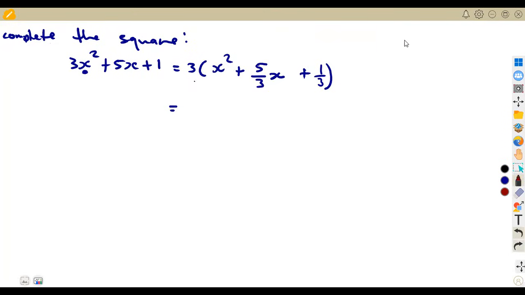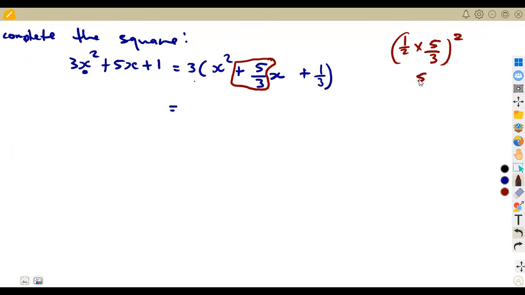After that, you have to determine half of the coefficient of x and square it. This is the coefficient of x. So you determine the half of that, then you square that half. So this is half of 5 over 3. You square it. Half of 5 over 3 is going to be 5 over 6.